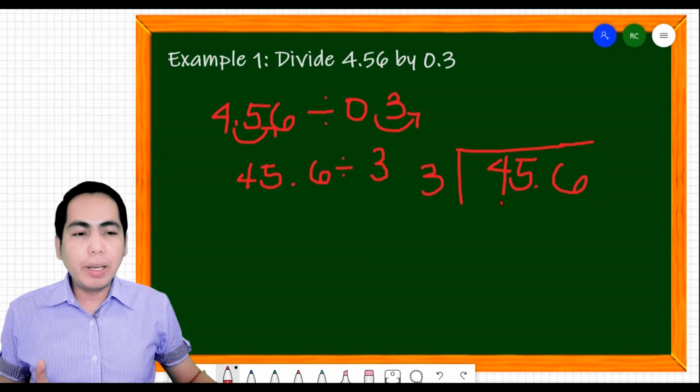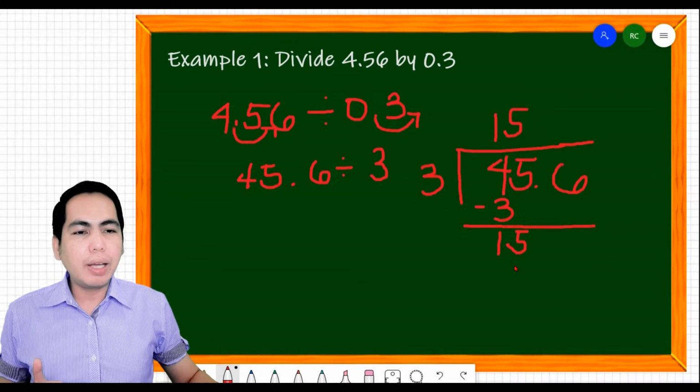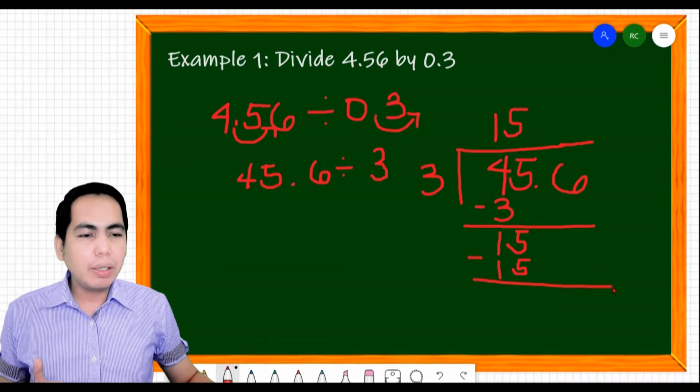We'll start dividing with the first digit, which is 4, divided by 3 will give us 1. 1 times 3 is 3, and then we're going to subtract. 4 minus 3 is 1, and then bring down 5. So 15 divided by 3 will give us 5, and 5 times 3 is 15. Then we are going to bring down 6. 6 divided by 3 is 2. 2 times 3 is 6. And 6 minus 6 is 0.